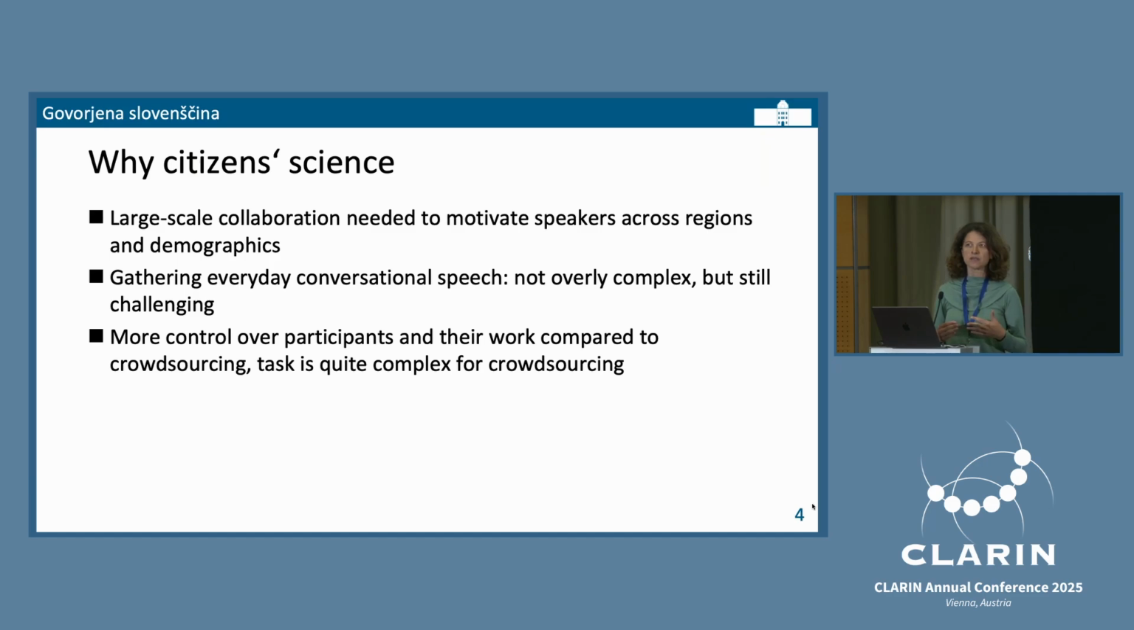And this approach we find more suitable as we have more control over participating citizens, and consequently more control over the data, compared to crowdsourcing where we would contact speakers directly.